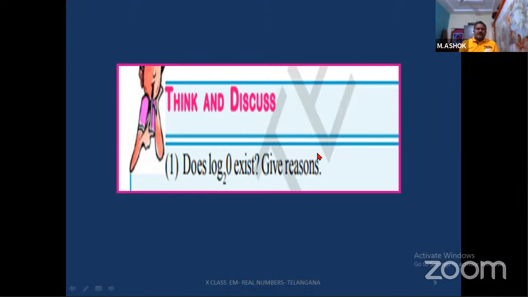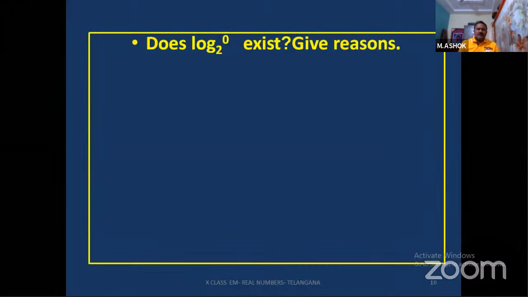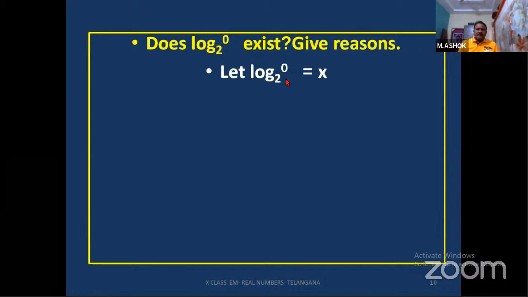So, did you get the answer? Look at my answer. Does log 0 base 2 exist? Give reasons. I am writing it in exponential form. Log 0 base 2 is equal to, I am assuming, x. So in exponential form, it is 2 to the power of x equal to 0.